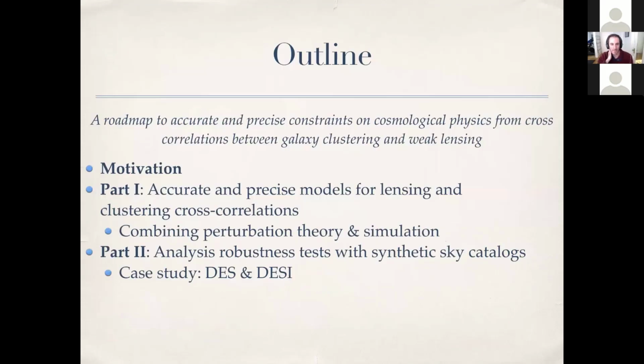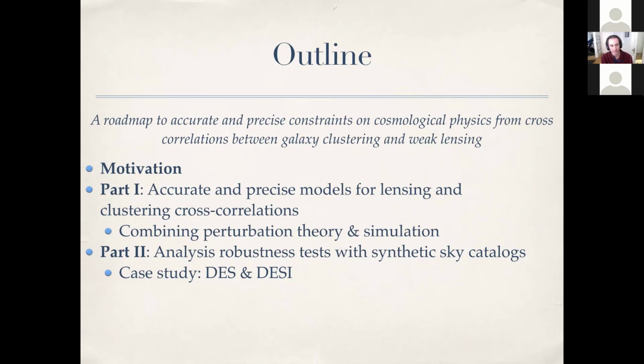So, quick outline of the talk. I'm going to provide a roadmap to accurate and precise constraints on cosmological physics from cross correlations between galaxy clustering and weak lensing. I'll motivate a little bit at the beginning why you might want to care about galaxy clustering and weak lensing.